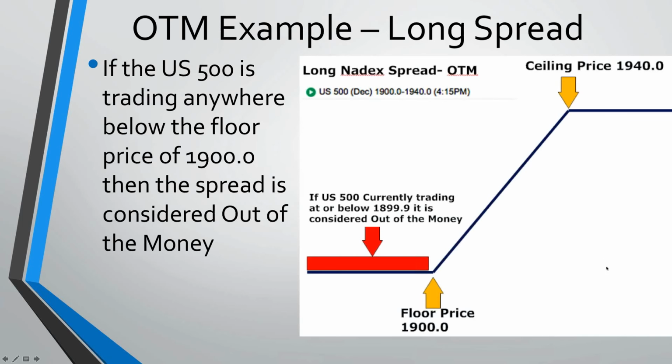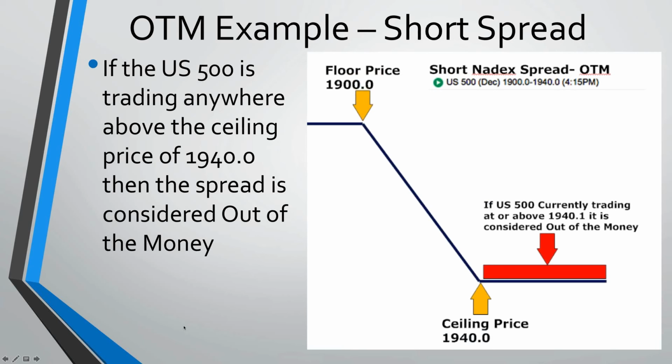Okay, if the US 500 is trading anywhere below the floor price of 1900 in this particular example, this is a 1900-1940 spread. If it's trading anywhere below 1900, it is considered to be out of the money. It's a pretty simple concept. If you think of money being in between the floor and the ceiling, it's fairly simple to grasp. On the short side, if the US 500 is trading anywhere above the ceiling price of 1940, then the spread's considered to be out of the money.